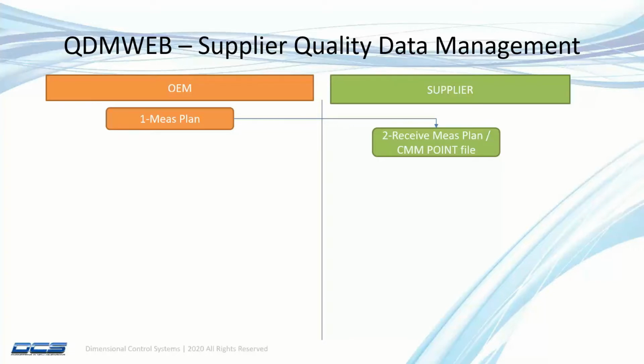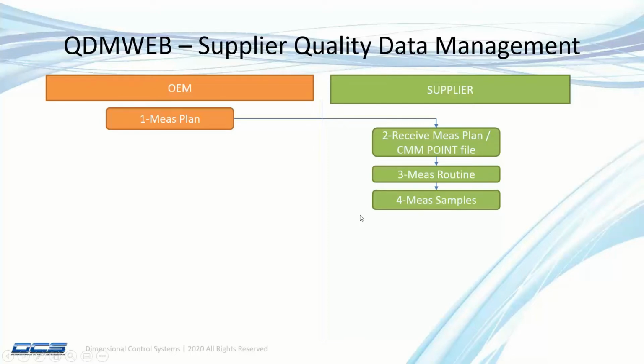Now the supplier receives the measurement plan, which is the roadmap, and also a CMM point file, which is an electronic format they can take to create their measurement routines within whatever CMM or measuring equipment they have at their disposal. It could be any tool, a scanner, CMM, or handheld gauge, and they can write the routine based on the measurement plan and the CMM point file provided by the OEM.